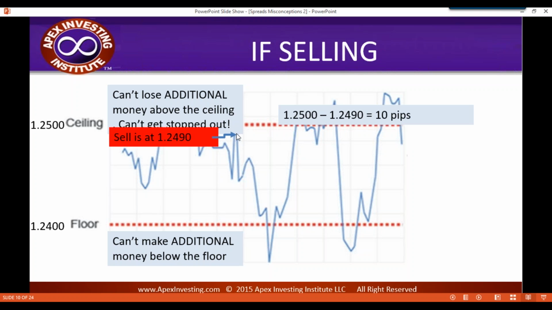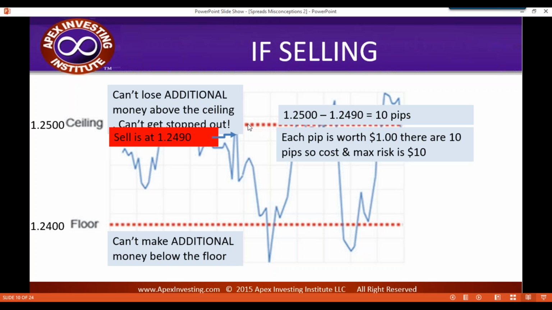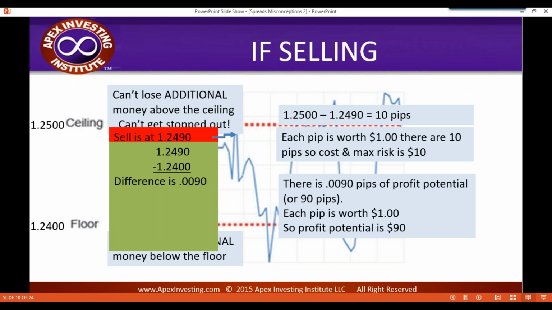It's $24.90. Well, the top of the spread is what? The ceiling is 2,500. I'm selling at $24.90. So what is the difference between where I sell and the ceiling? Well, 10 pips, right? So only 10 pips from $24.90 up to $2,500. So each pip is worth $1. There are 10 pips, so my cost and my maximum risk is only $10. Okay? There are 90 pips of profit potential to the floor, right? Because I sold at $24.90 I can make money all the way down to the floor of 2,400, which is 90 pips. And each pip being worth $1, I have 90 pips of potential profit.